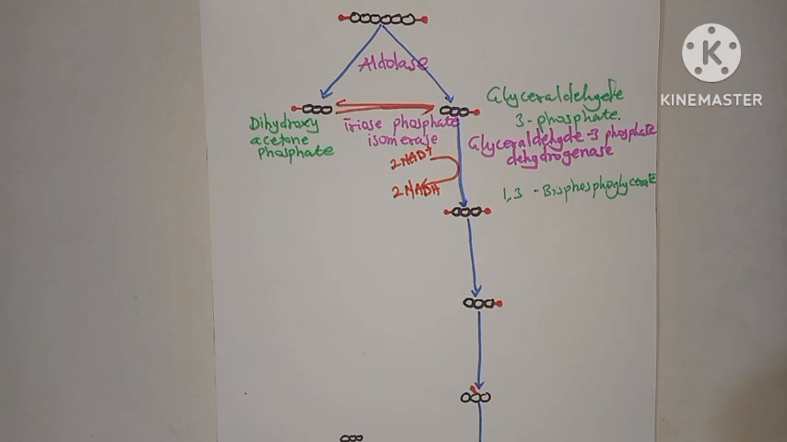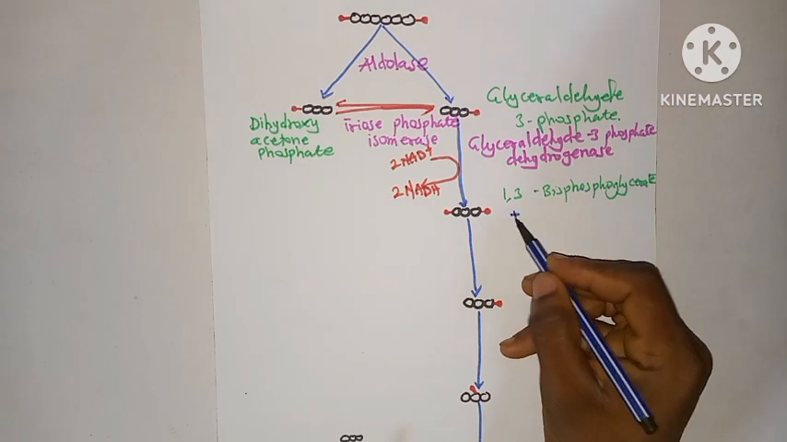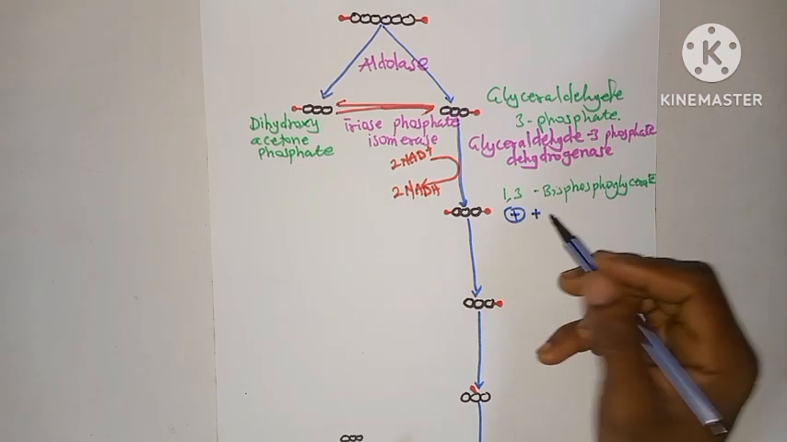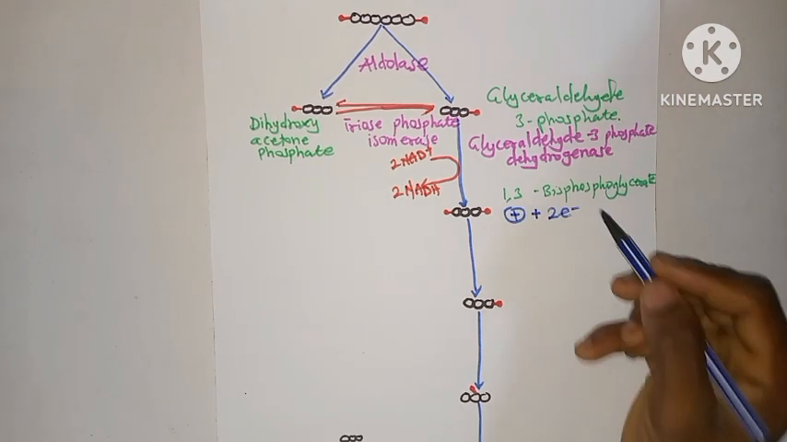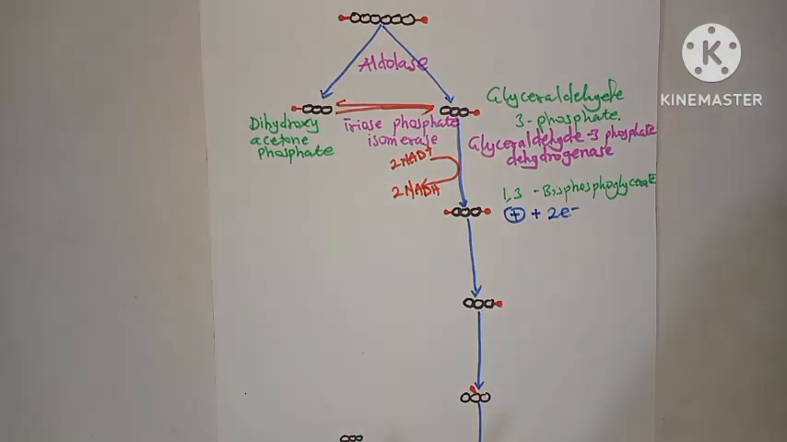And the hydride I used here means a proton plus two electrons. This is how it is: a proton, and then you add two electrons. So this is what we call a hydride.